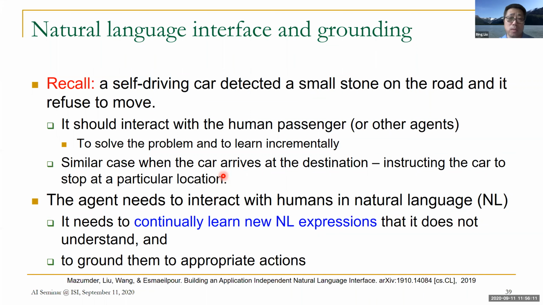So in this case, we need the natural language interface. In that interface, we also need to learn language, because different people may say the same thing in different ways. Even the same person may say it differently at different times within a minute. Obviously it's very difficult to include all the possible ways when you build your system. How do you learn when you hear novel expressions that express certain things? How do you continuously learn these new natural language expressions, which talk about the same thing, and how do you ground them to appropriate actions?